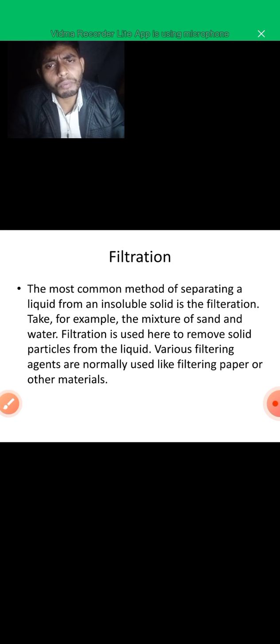What next topic is the filtration. Filtration is the most common method for the separating of the liquid and insoluble solid. Its separation takes the example of the mixture of sand and water. Sand is a filter of water. It's the filtration to remove solid particles.